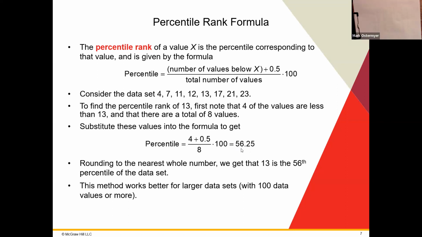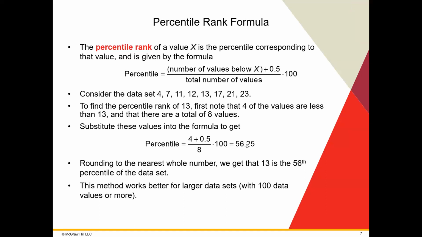All right, we have a decimal percentile rank value, and when that occurs, we always round to the nearest whole number. So 56.25, we would round off to what? 56 or 57? What's this closer to? 56. So we're kind of down rounding it.